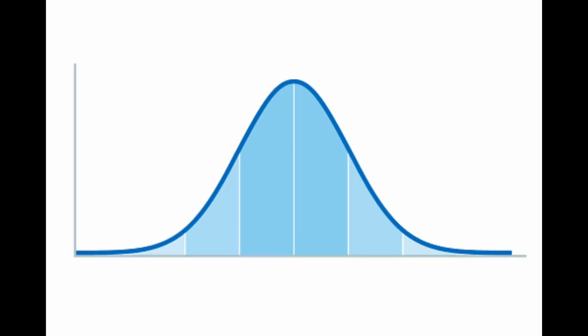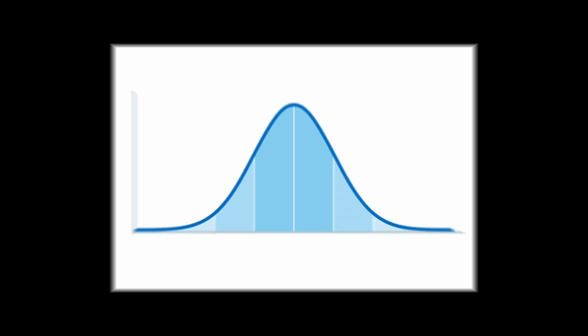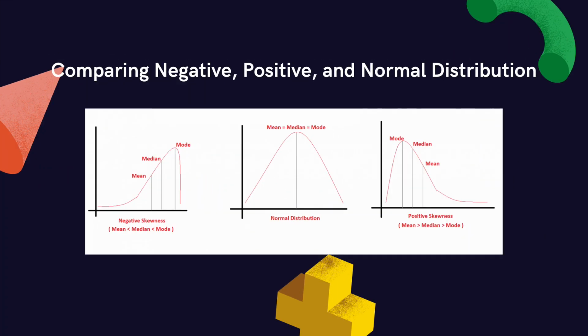Normal distributions are symmetrical in nature. It doesn't imply that every symmetrical distribution is a normal distribution. Normal distribution is the probability distribution without any skewness. And next, comparing negative, positive, and normal distribution in a graph, it will look like this.